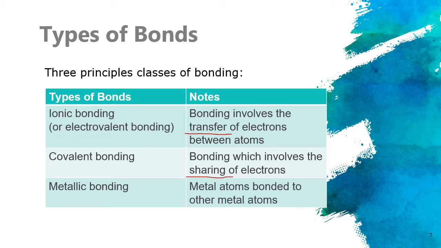Transfer of electrons for ionic and sharing of electrons for covalent, while metallic bonding is metal atoms bonded to other metal atoms, which includes the sea of electrons, and we can identify this metallic bonding through band theory.